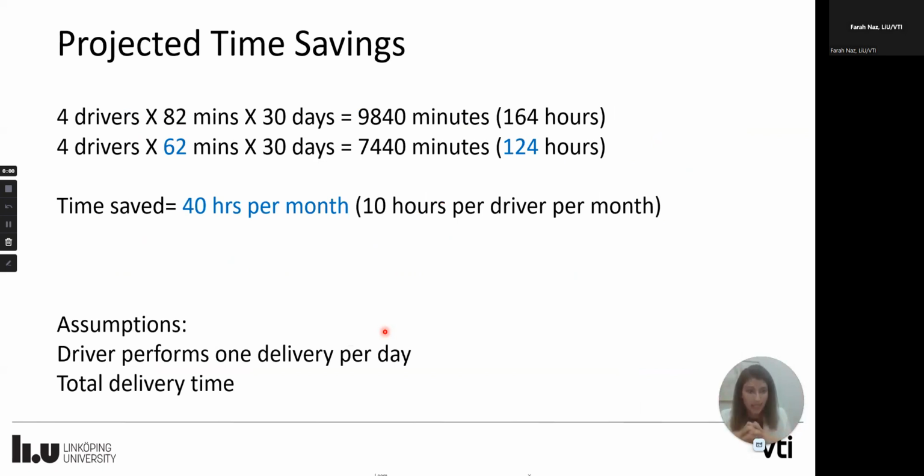So the projected time savings: for example, if I assume that the driver performs only one delivery per day, so only the 82-minute flow is performed for one day. And if we take it for 30 days, with the driver performing the same 82-minute flow, then with the current process map we see that it will take 164 hours to perform the same activities. Whereas with the suggested flow, the hours will reduce to 124 and we will save 40 hours per month, which is almost a week. And also we will save 10 hours per driver per month.